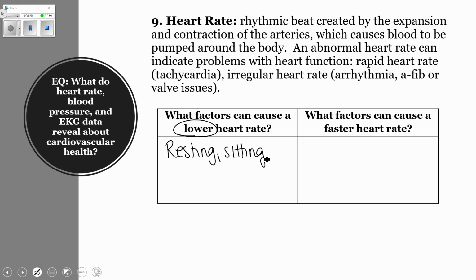So first thing when you wake up in the morning, your heart rate most likely is going to be the slowest that it's going to be all day because you've been resting and laying down. What can make for a faster heart rate? That can be things such as standing, exercising. Certain types of medications can increase your heart rate.